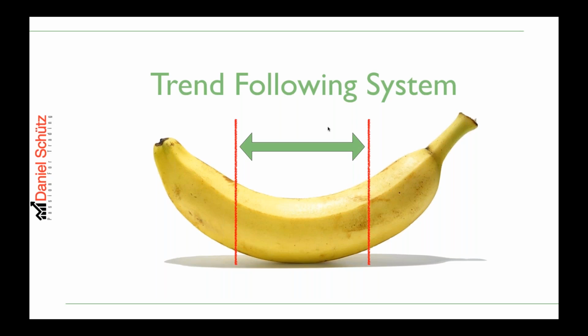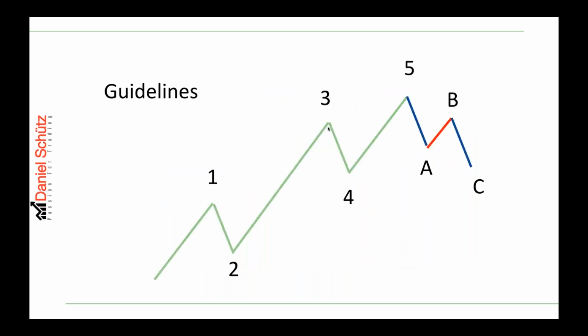I try to cut out a piece of wave 3. Don't forget, it's just like the last time we talked about swing trading. It's a trend following system. If we want to trade Elliott waves and trade the impulse waves, then we are trend followers. And so if we can cut out a piece of that wave number 3, that's the goal we should go for.